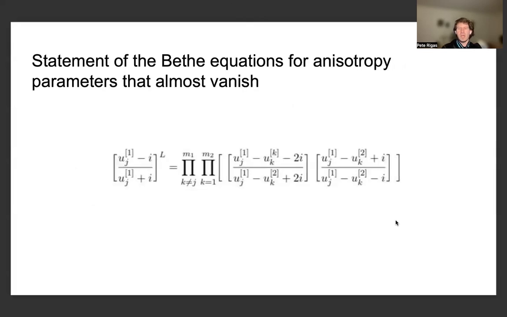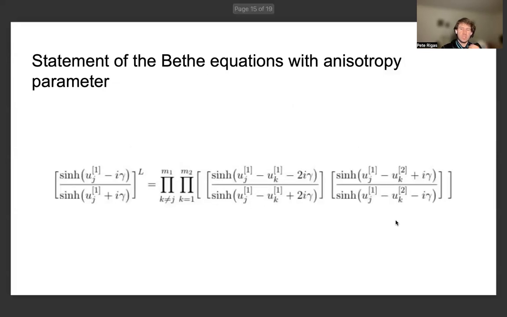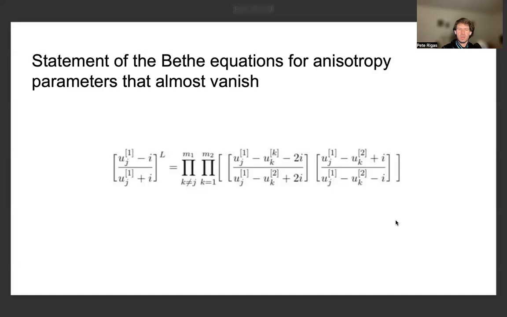And this is to say that, as we've been mentioning and alluding to, for anisotropy parameters that almost vanish, one can obtain an expression for the beta equations, which is given in the previous slide, by removing the hyperbolic sine functions from all of the terms and obtaining this approximation for the beta equations, in which on the left-hand side, we still raise this ratio of roots of the first type of the beta equations to the nth power, whereas on the right-hand side, we still take a product from k equal to 1 to m2, and another product from k not equal to j to m1.